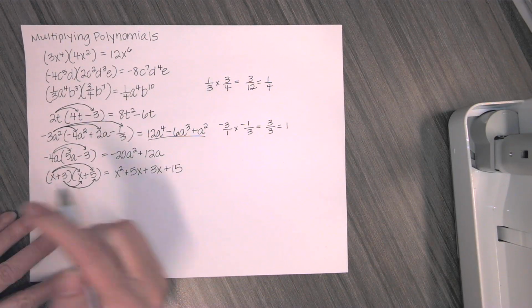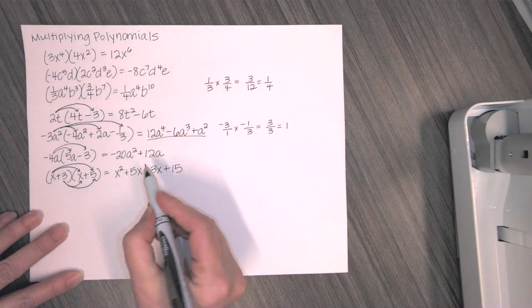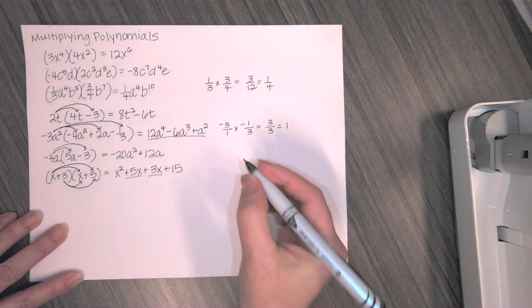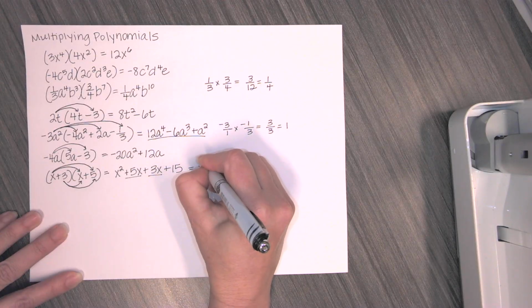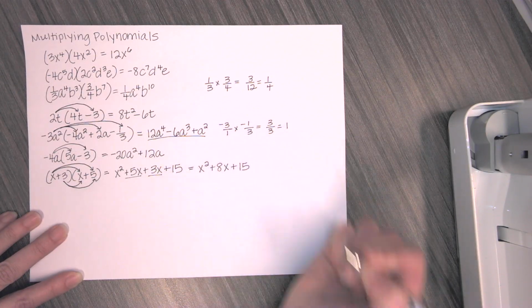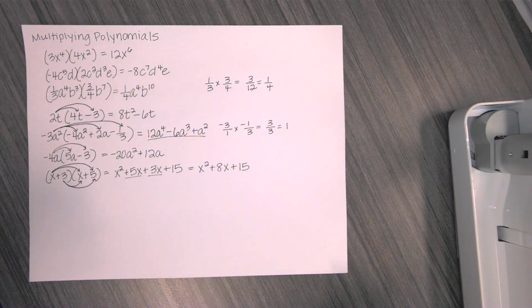But in this particular problem, if you look at what we have, you see that we have some like terms. So we'll need to go ahead and combine those. And so we end up with x squared plus 8x plus 15 as our final answer.